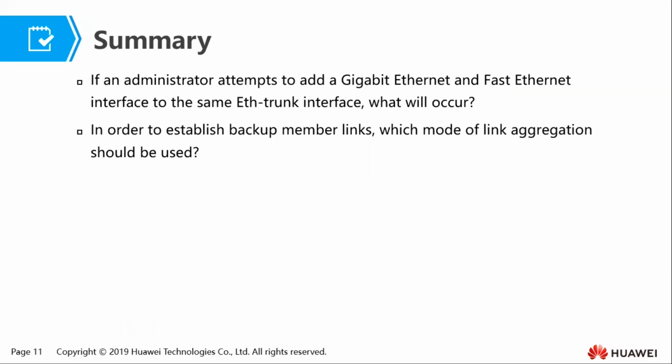So can someone volunteer and help us read these two questions, please? I'll just read one and answer it if you're able to. If you're not able to, you can ask someone else to assist. Yes. Okay. If an admin attempts to add gigabit and fast Ethernet in the same ETH trunk, what will happen? Link will not be able to come up or aggregate. Yes. You'll actually get an error in Huawei switches and also routers.